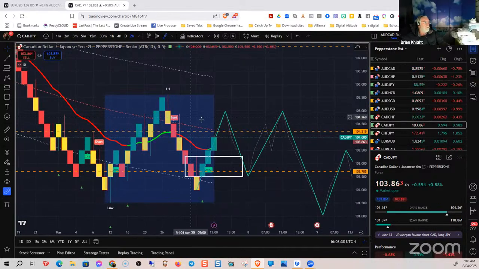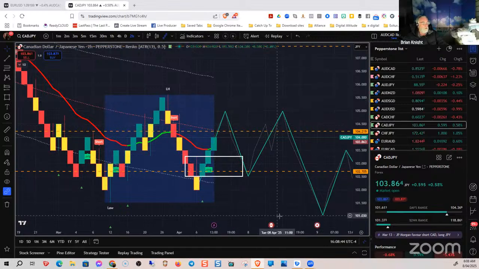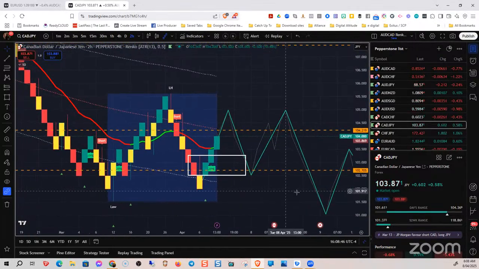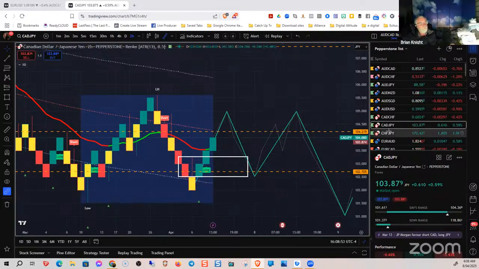And the next is for it to break the red wick over here. That's right. And then potentially break that wick. Or turn and come back down. Either way, I'm in the trade. Okay. Well, I'm in the sell on this.